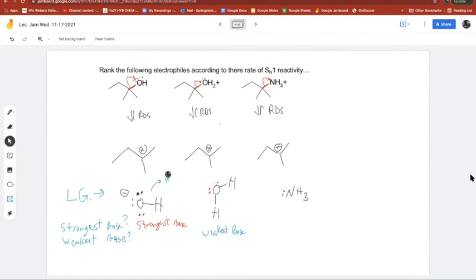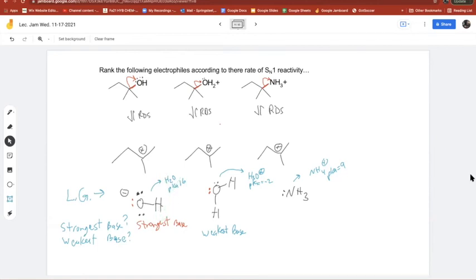The conjugate acid of hydroxide is water, which has a pKa of about 16, right? The conjugate acid of water is hydronium, which has a pKa of about -2. And the conjugate acid of ammonia is ammonium with a pKa of about 9. So if you look at these, you'd say, oh, the hydronium's the strongest acid here, so its conjugate base must be the weakest. And water is the weakest acid, so it must have the strongest conjugate base.